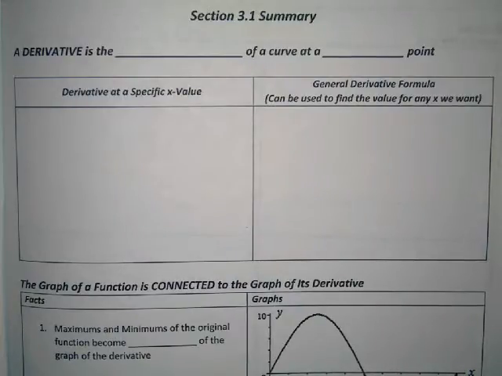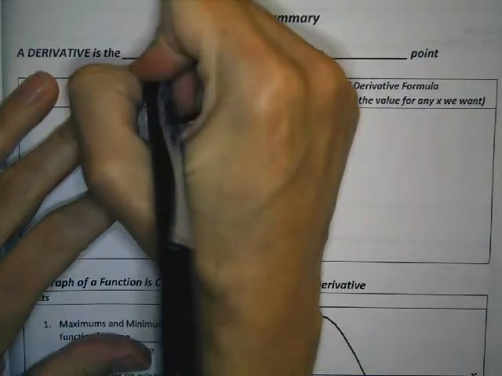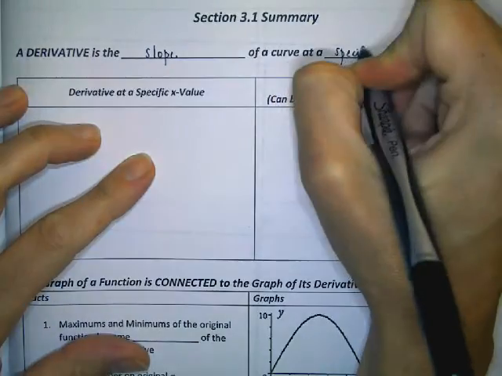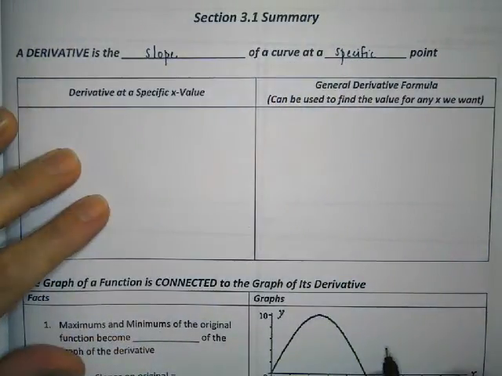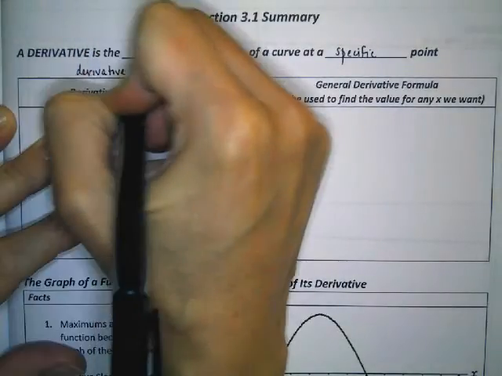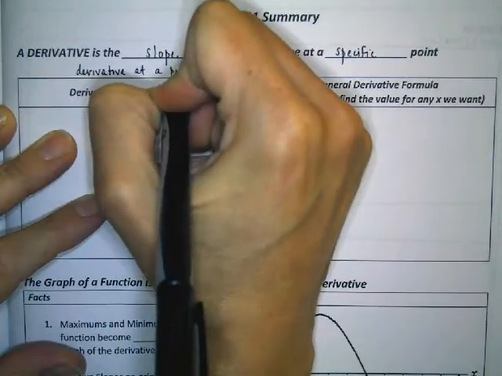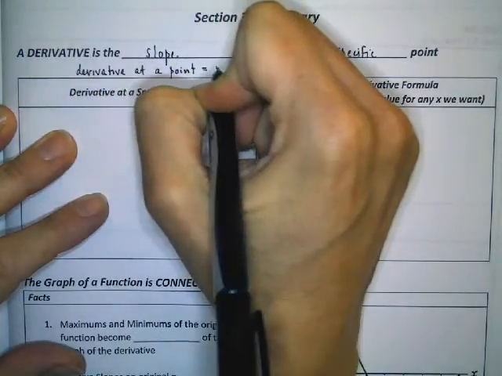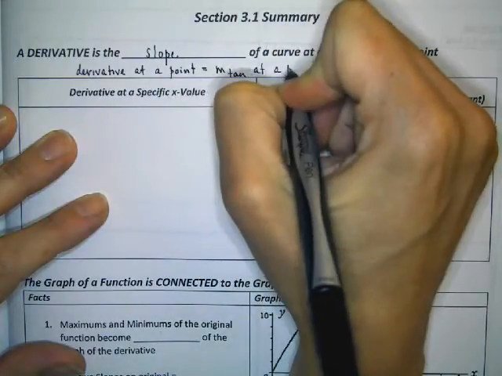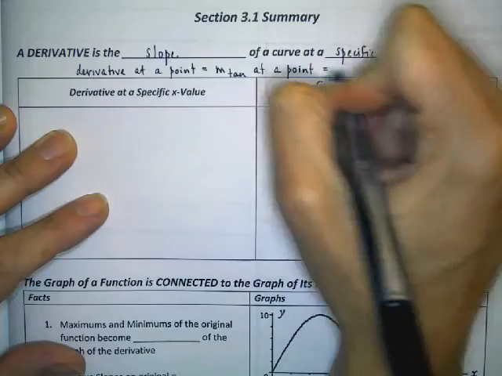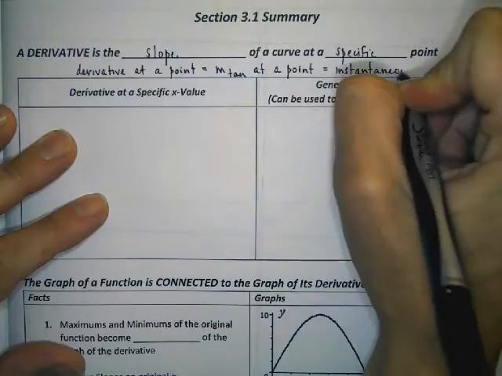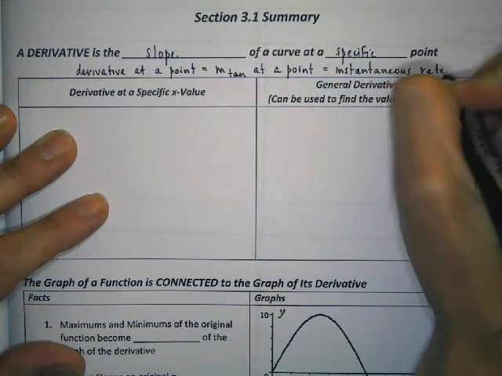So we're going to start off, right? A derivative is just the slope of a curve at a specific point. Okay, and what I want to add here, when we're talking about the derivative at a point, that's the same thing as the slope of the tangent at a point, or the instantaneous rate of change. All those things mean the same thing.